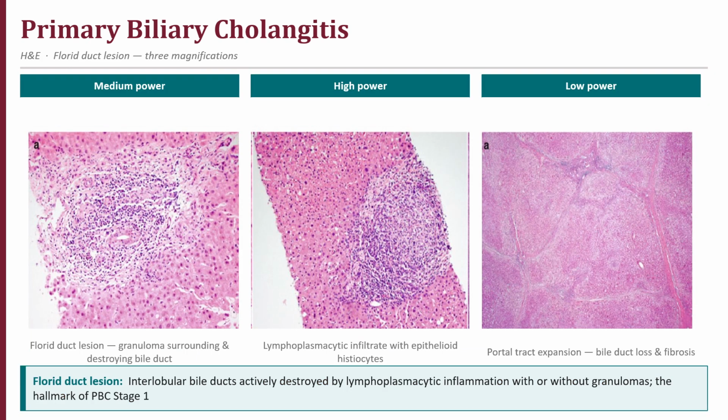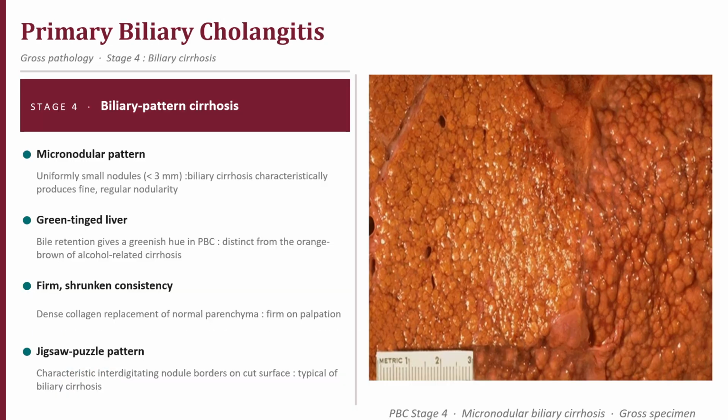So this image demonstrates the different stages. We can see here the periportal inflammation, we can see here the destruction of the bile ducts, and bridging fibrosis and cirrhosis in the last image. The cirrhosis pattern mainly seen in primary biliary cholangitis is micronodular cirrhosis.